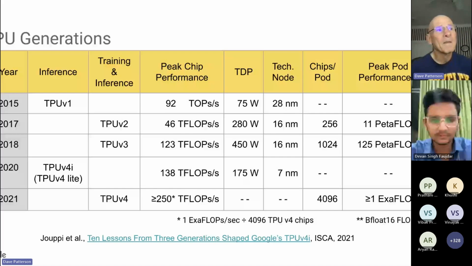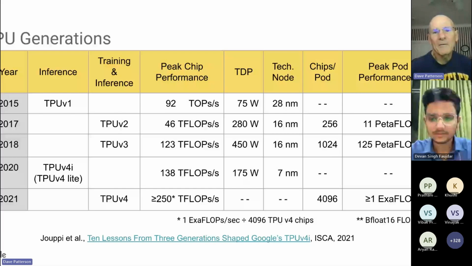Each time, they increased the number of chips by a factor of 4. So the TPU v2 was 256 chips, TPU v3 was 1,024, and TPU v4 was 4,096. I think just in this last week, Google announced the next generation of inference chips. It's not on this slide.